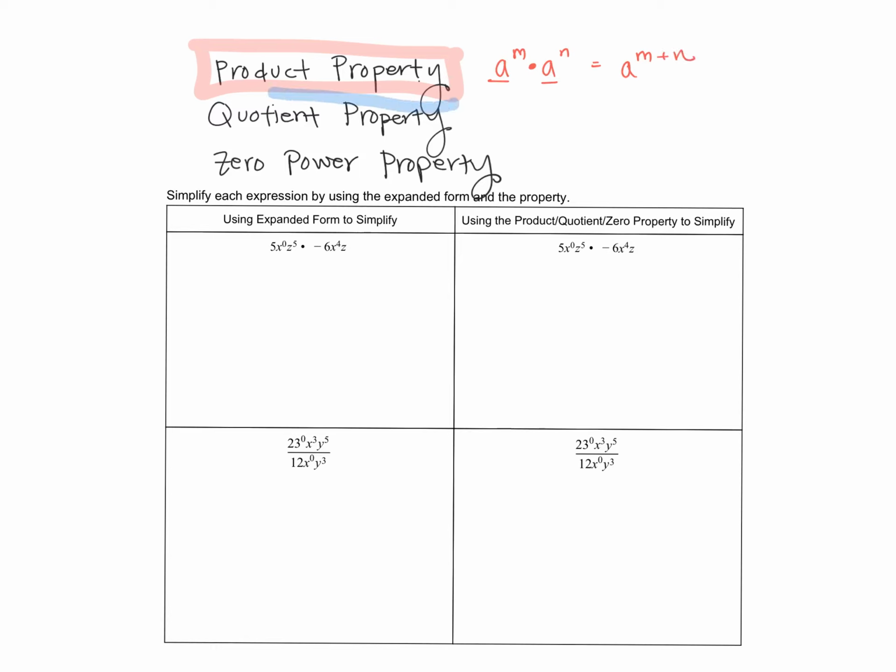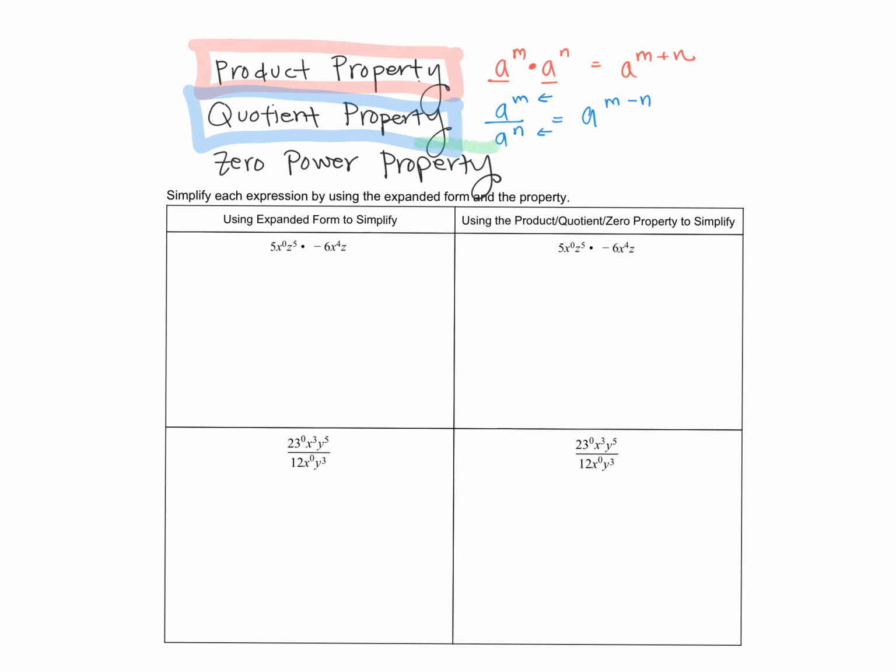We've also seen the quotient property. Quotient means to divide. So if I have two powers with the same base, here we have the same base of a and they are being divided, then we can subtract the exponents, the top exponent minus the bottom exponent.